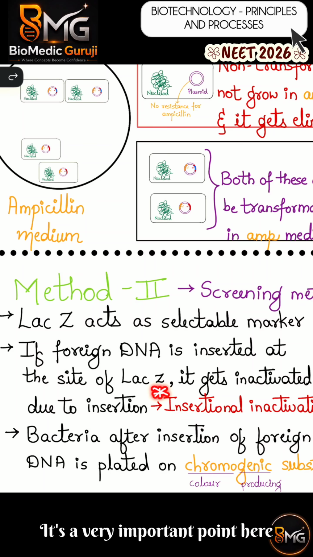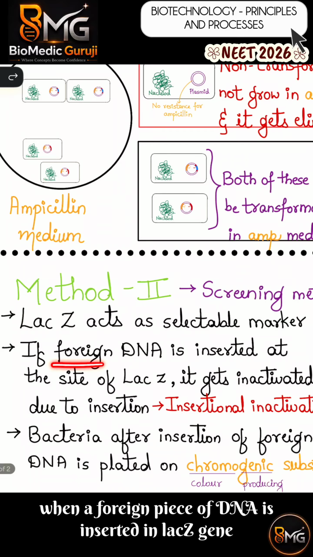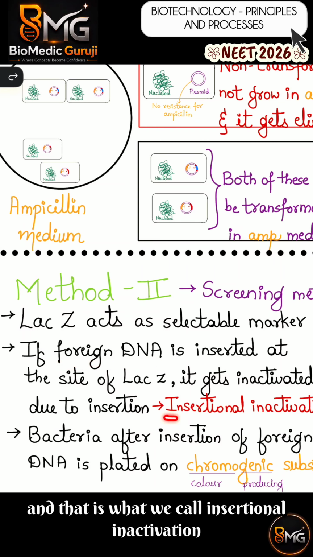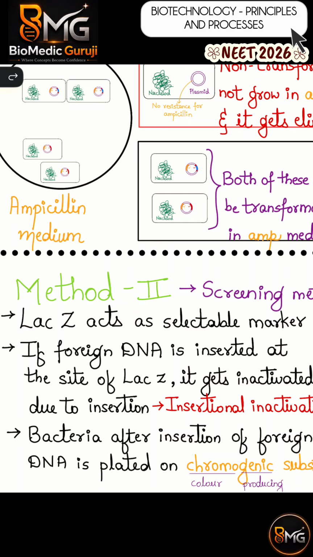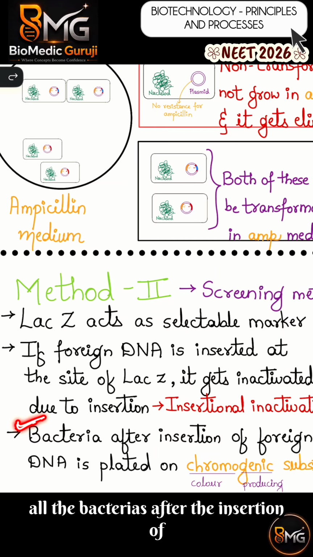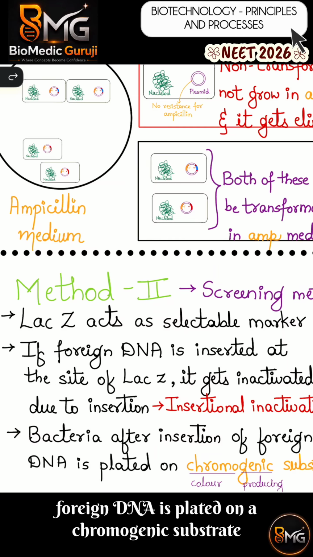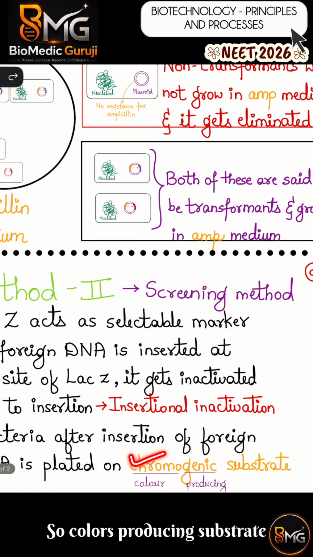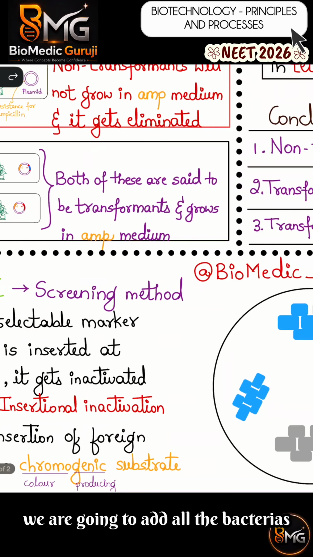It's a very important point here. It has been asked in the NEET. You have to remember, when a foreign piece of DNA is inserted in the lac Z gene, the lac Z gene will get inactivated due to the insertion of foreign DNA, and that is what we call insertional inactivation. Now, all the bacteria after the insertion of foreign DNA are plated on a chromogenic substrate. Chromo means color, genic means producing. So on a color producing substance, we are going to add all the bacteria.